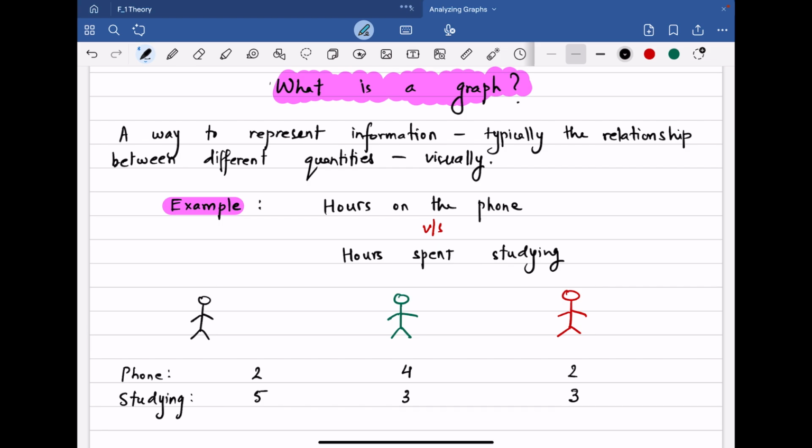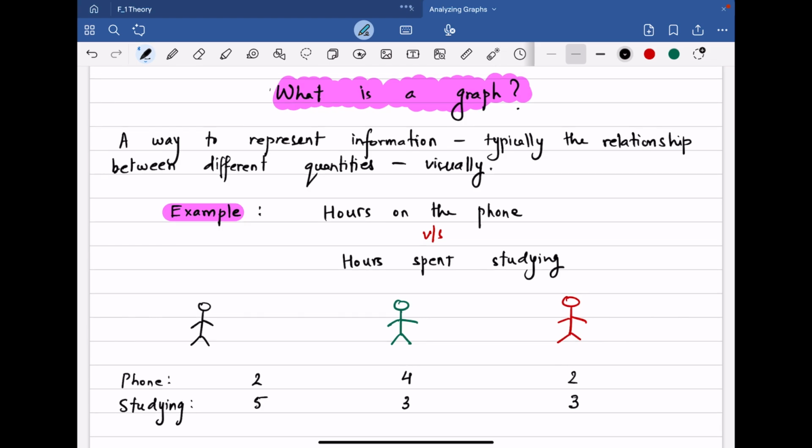Now, I might also conjecture or speculate that maybe there's a relationship between these two things. Maybe if I spend fewer hours on the phone, then I have more time to spend on studying. So if I wanted, I could also plot these points or this information on a graph with hours spent on the phone being on the x-axis, hours spent studying being on the y-axis, and see if any kind of pattern emerges. We won't do that now.